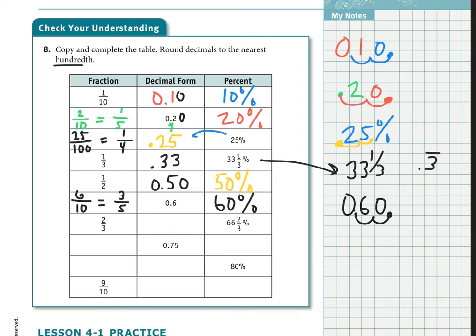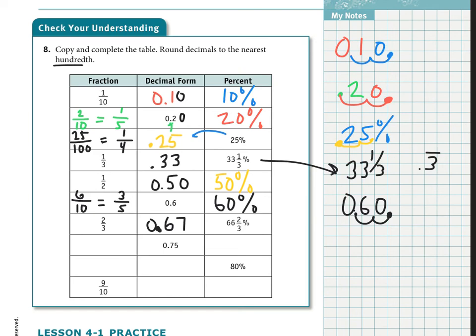Okay, 2/3. If we divide 2 divided by 3 on the calculator, this one now is going to be 0.6666 repeating. So if we're rounding to the nearest hundredth, right, we need to make the hundredth digit a 7, because 0.66 would round up. That last 6 gets rounded up to a 7.